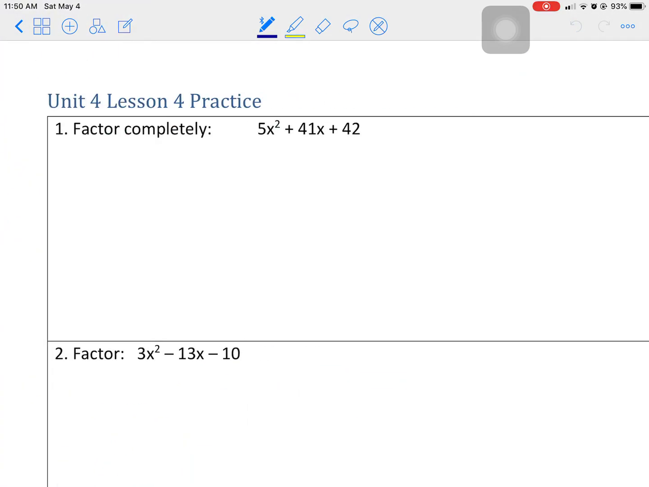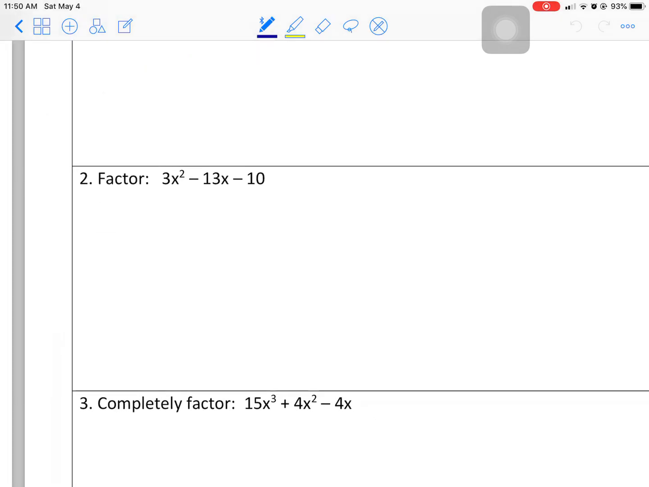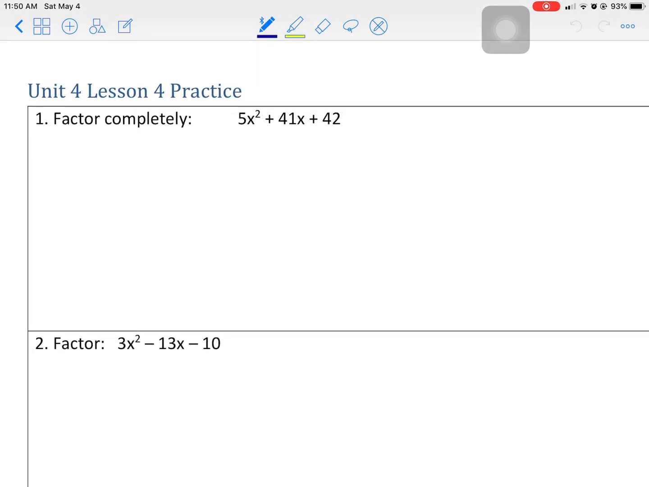All right, oops, got more to do here. May have to put this on another one.